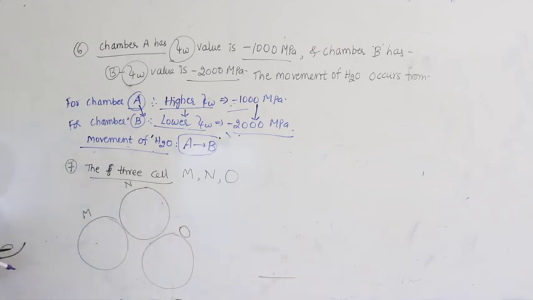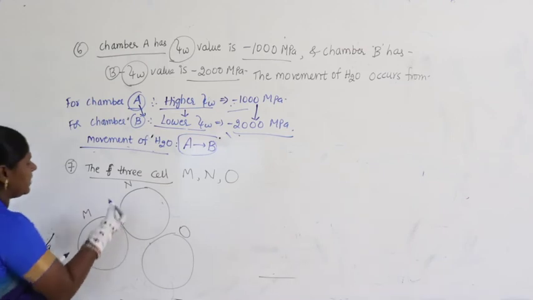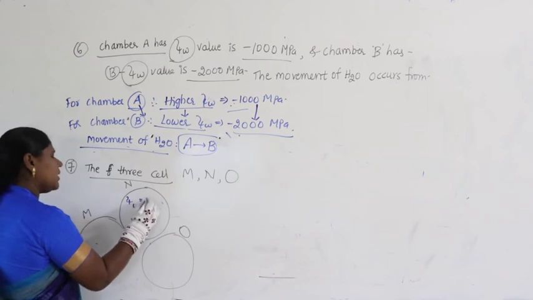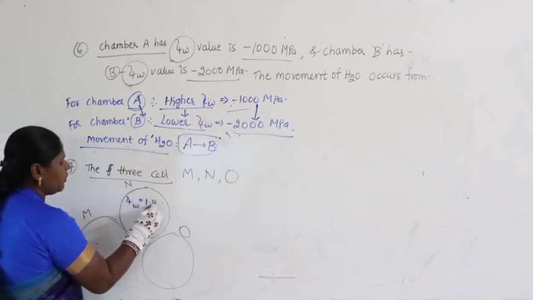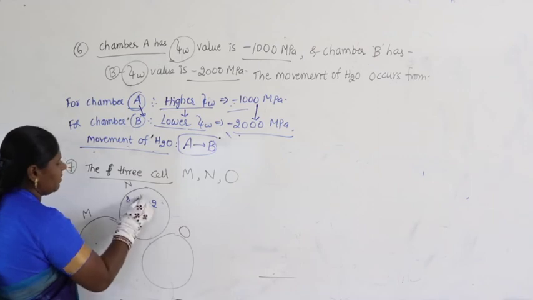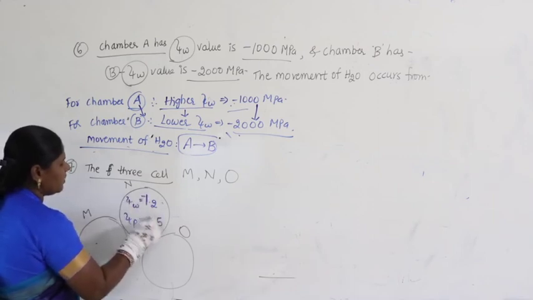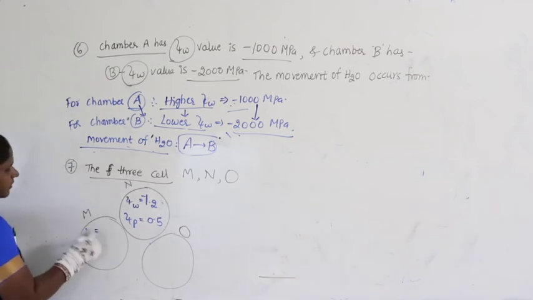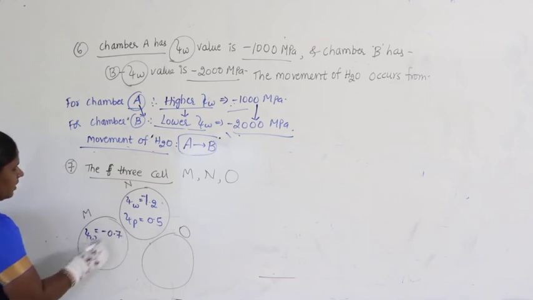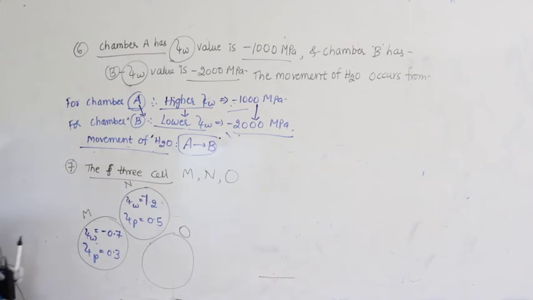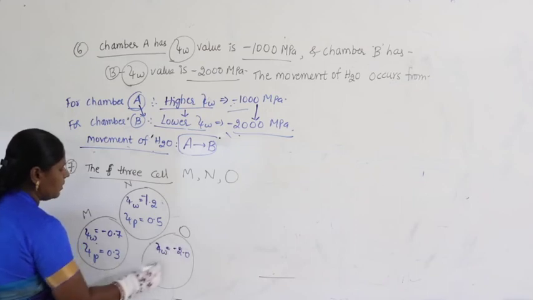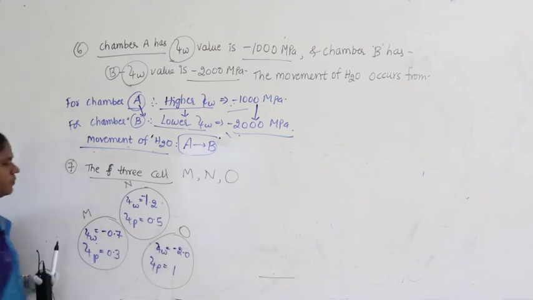For the 3 cells, the solute potential and water potential values are given. For the first cell, water potential is minus 1.2 and pressure potential is given as 0.5. For M, water potential is given as minus 0.7 and pressure potential is 0.3. Similarly, for cell O, water potential is minus 2 and pressure potential is 1.